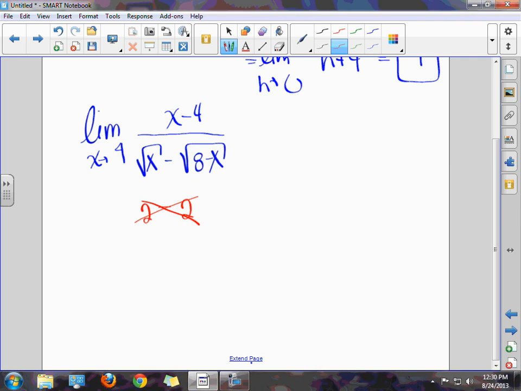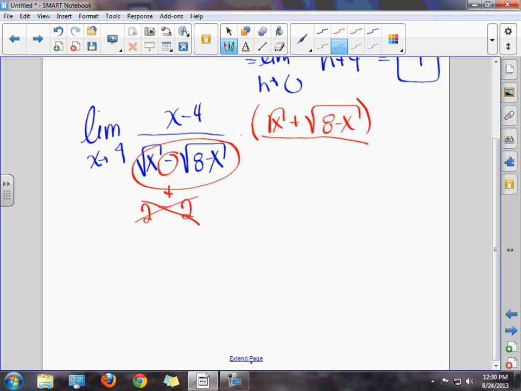So now let's take a look at what would happen if I were to rationalize. So this means I'm going to take these roots and I'm going to change this to a plus. And then this will, down here, simplify. It'll make things a lot nicer, because I can get rid of those 2 roots. And then hopefully it'll become something that's not making my denominator 0. So root x plus root 8 minus x all over root x plus root 8 minus x.